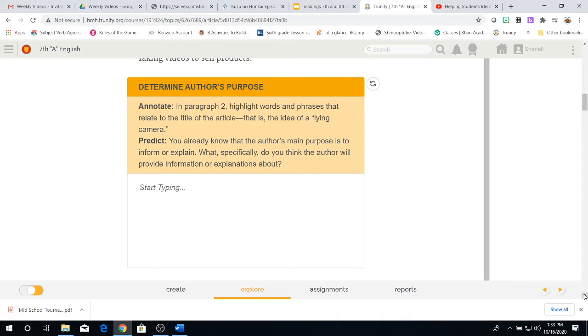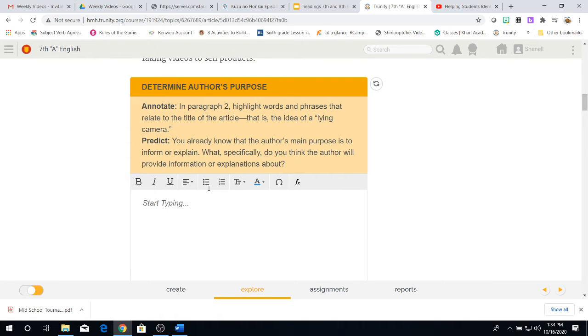Now, if you look at paragraph 2, I want you guys to highlight words and phrases that relate to the title of the article. That is the idea of a lying camera. Now, remember that you cannot annotate in the textbook. I meant to say, you cannot annotate on the online platform. You would have to do this in your textbook, and then the other part, which is the question, we can actually do here on the online platform.